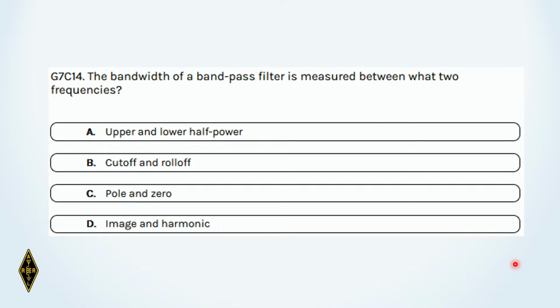No? That's a good guess, though. It is Alpha. It's the half power points, remember, 3 dB. It's the upper and lower half power points. They should have put points. That's what they're talking about.